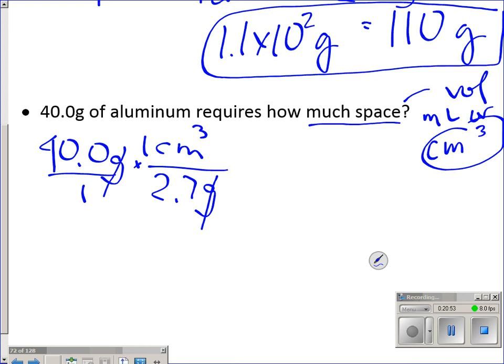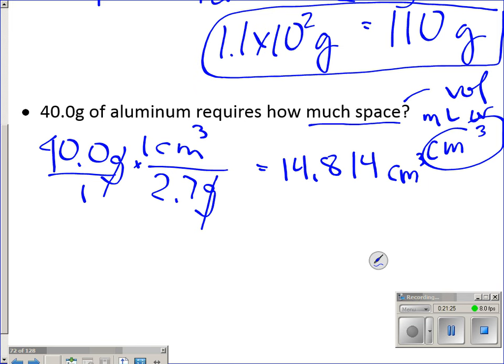So mathematically, what do I need to do now? 40 what? Divided by, right. So 40.0 is on top, and this is divided by 2.7, on the denominator. Do that for me. 40.0 divided by 2.7. 14.8. I'm stopping there. And what unit is this? Centimeters cubed is the only unit left up here that never got canceled.